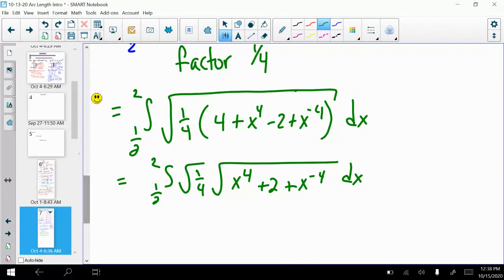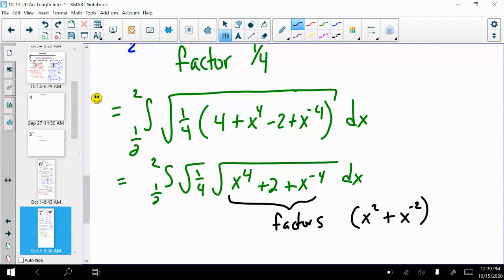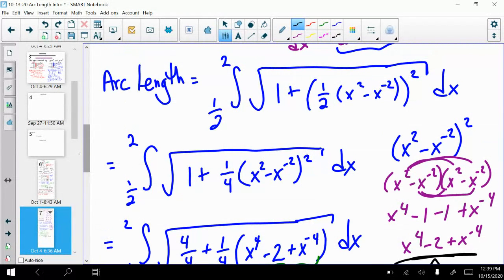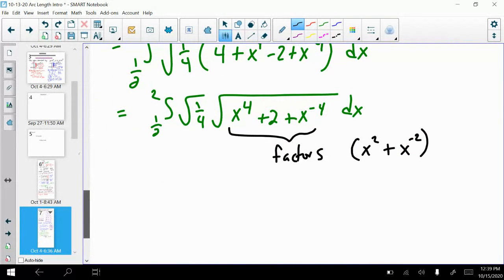Okay, now, like I said, your homework from the algebra perspective follows this pattern. This, we realize, factors. It's a perfect square. It's x squared plus x to the negative 2. It's really a lot like this one, except we have a positive in the middle. Expand it out if you don't see it.